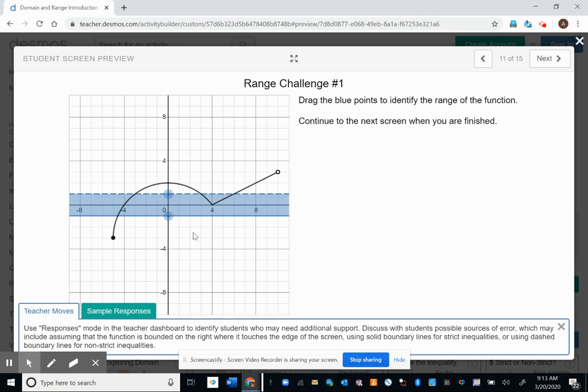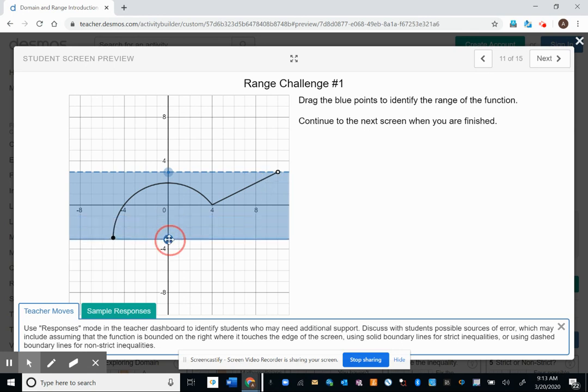So if we were thinking, where's the top of this graph? This is the top of this part, but notice the graph extends all the way up to here. And it's an open point there, so I need to put the dashed line there. And then down here, this is a closed point. So I put the solid line here through the closed point. And now my entire function is within this range and nothing extra.